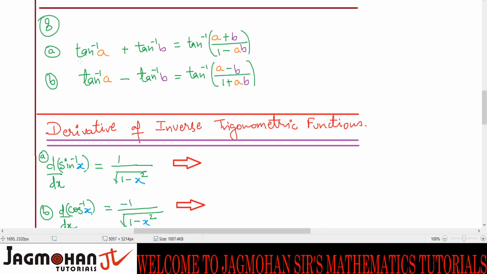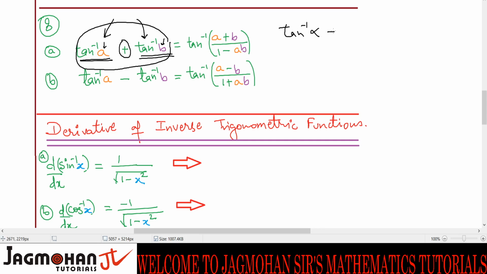Look at this result. Tan inverse of a plus tan inverse of b, you got a plus sign here. When you have two tan inverse functions defined for some numbers a and b, then you can reduce this to a single tan inverse. It is tan inverse of a plus b upon 1 minus ab. So let us write the same one with alpha and beta: tan inverse of alpha plus tan inverse of beta will be tan inverse of alpha plus beta upon 1 minus alpha beta.